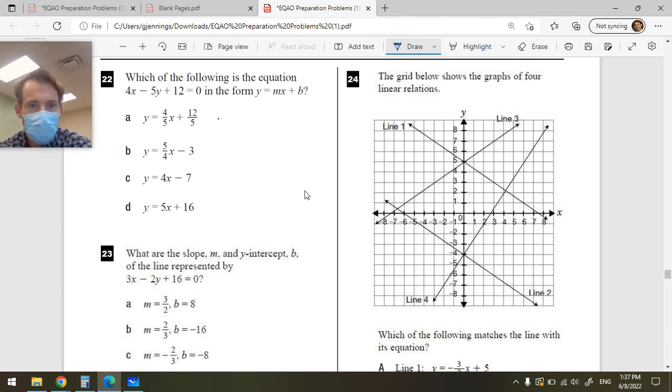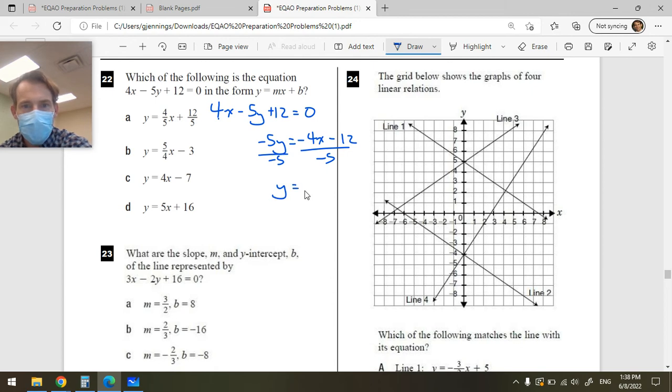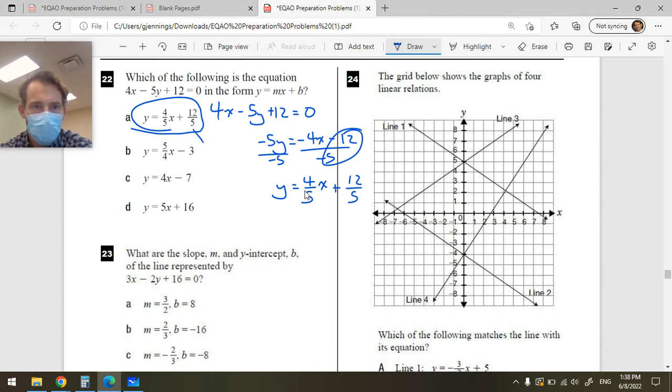Here, start by copying out the equation. 4x minus 5y plus 12 equals 0. So I'm going to move all that stuff over. Minus 5y equals negative 4x minus 12. Okay, I subtracted both of those things. And then I divide both sides by minus 5. And so then I get y is equal to 4 over 5, because a negative divided by a negative is a positive. 4 over 5 x, so that's it there. Plus 12 over 5. So it's definitely, very definitely that one.